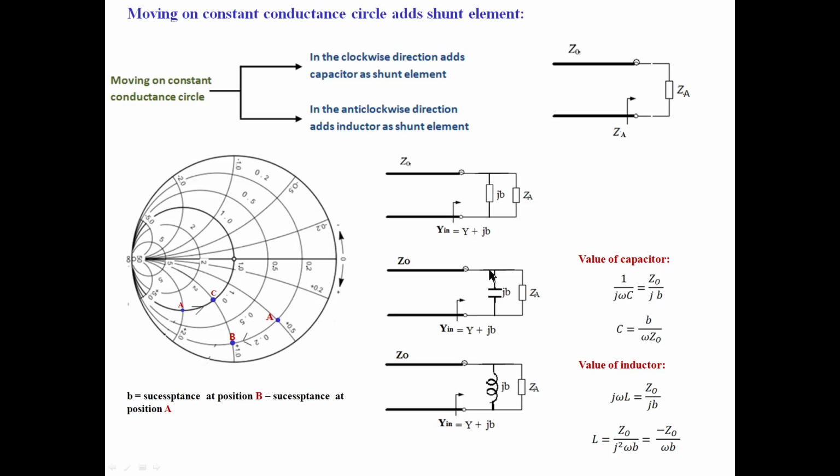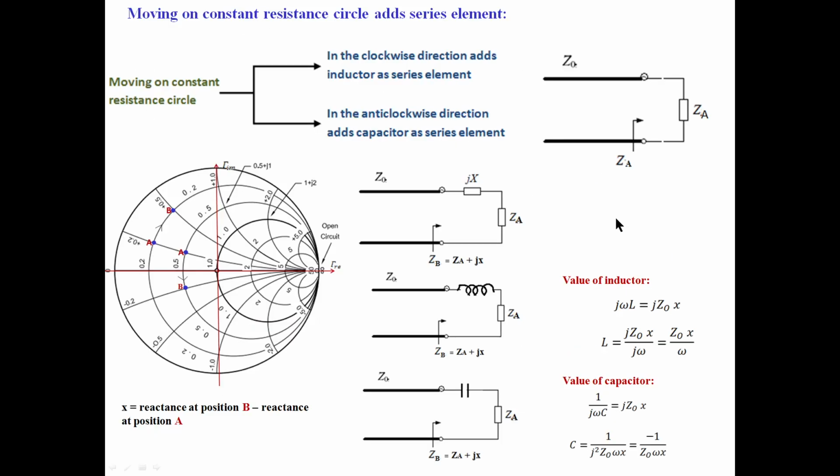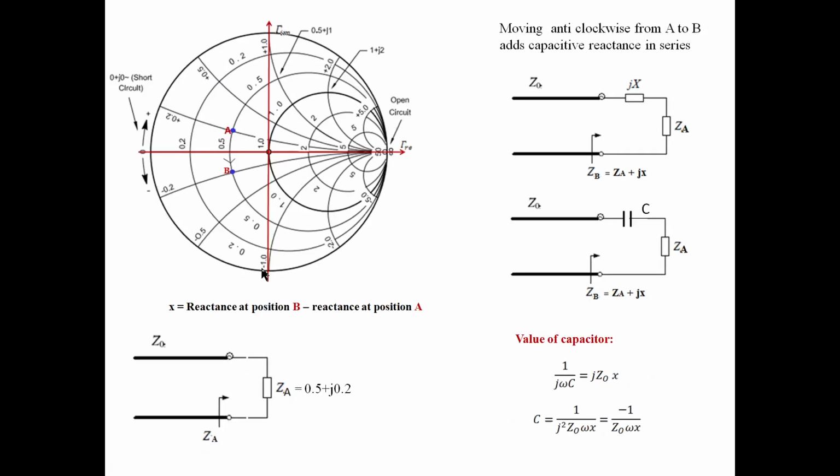Don't confuse it with the resistance circle. If you move over a resistance circle, either clockwise or anti-clockwise, that adds a series element, based on the direction you are moving. If you move in the clockwise direction, it adds the inductor. If you move anti-clockwise, it adds the capacitor, as series elements, when you move on resistance circles. But here it is opposite.